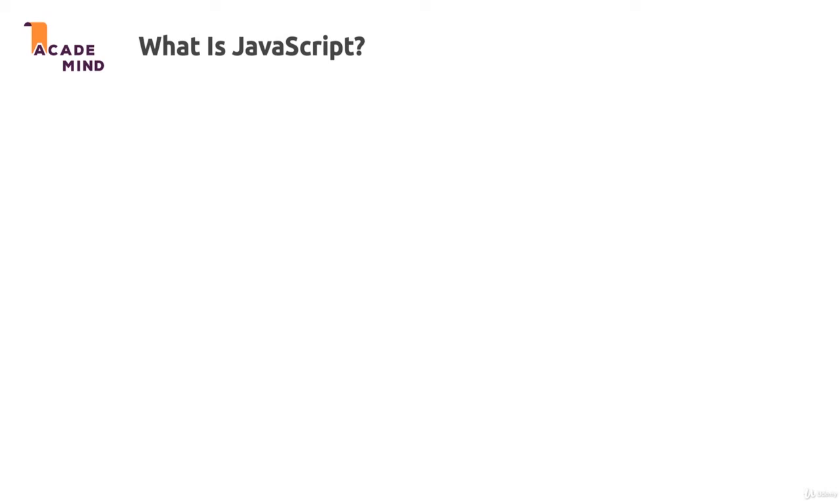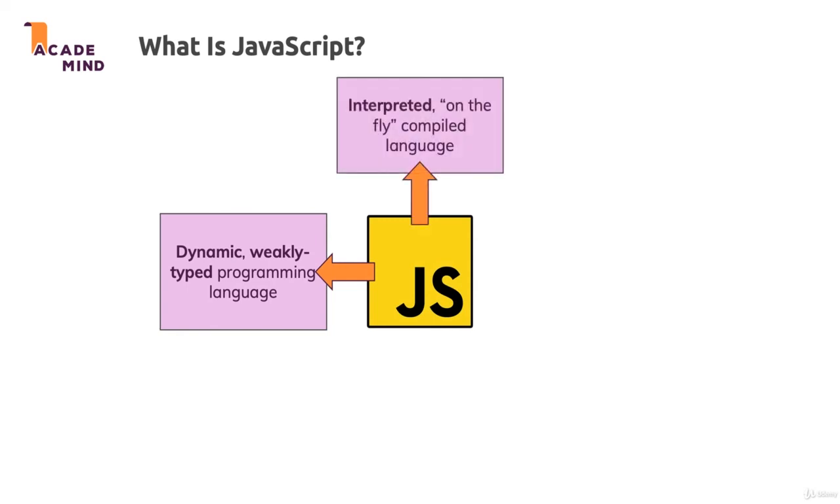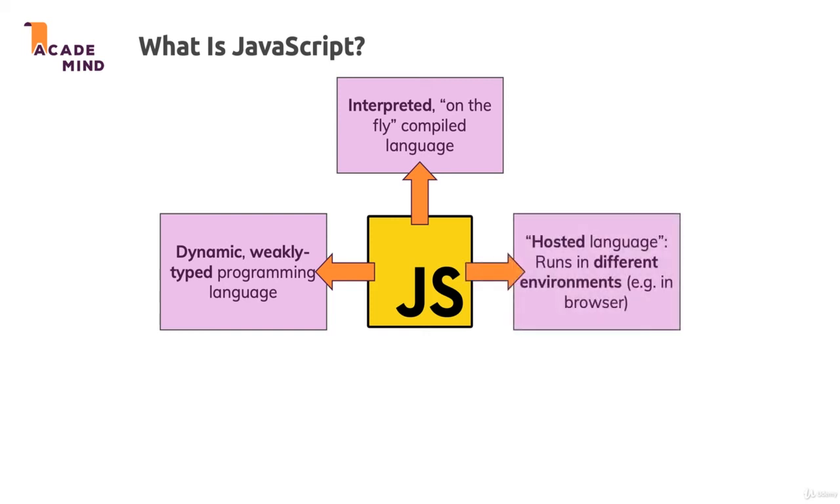So if we come back to that question of what JavaScript is, if I quickly dive into the core things we learned on this previous slide, JavaScript is a dynamic, weakly typed programming language. It's an interpreted language, which means it's compiled on the fly. It's compiled before it runs and not compiled during development as some other programming languages are. It's a hosted language that runs in different environments, though thus far in the last example we just saw it run in the browser, but I'll come back to other environments in this course as well.